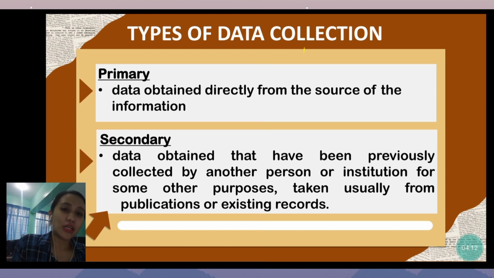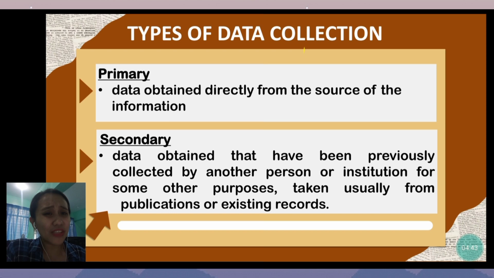Next, there are two types of data collection. The first one is what we call primary. Primary data is obtained directly from the source of information. Say, for example, you have interviewed someone. The information that you have gotten can be considered primary data because you got the information firsthand from that certain person.